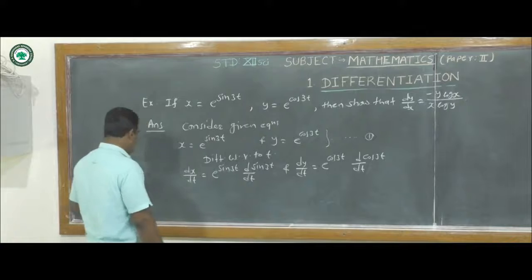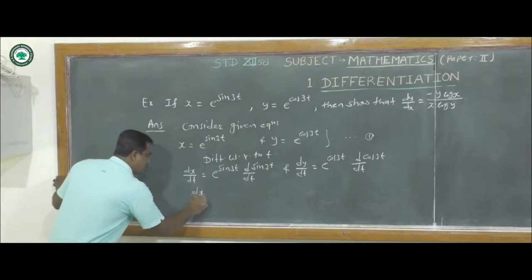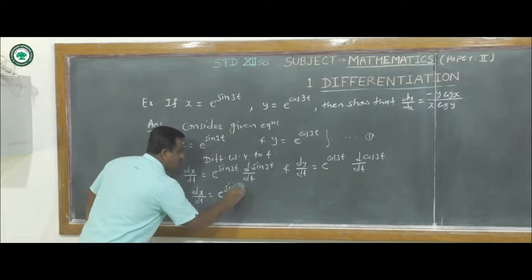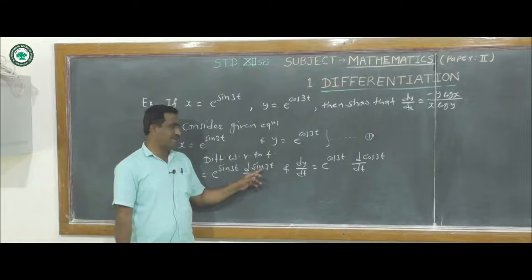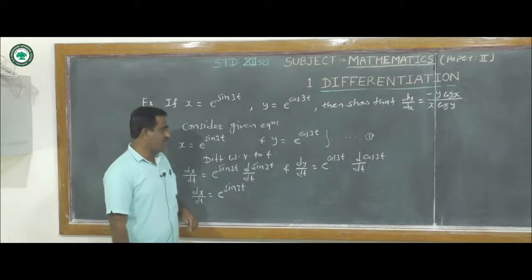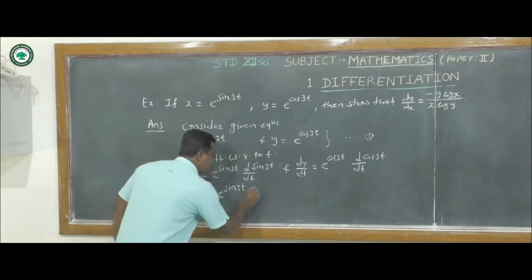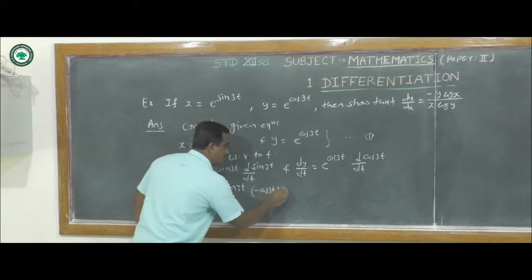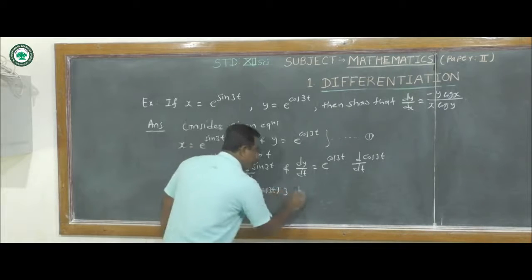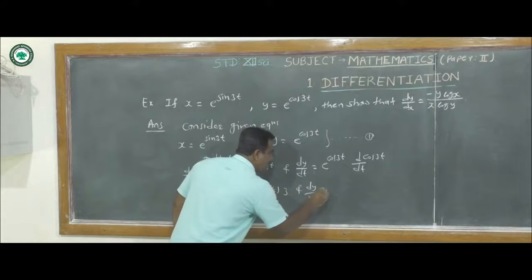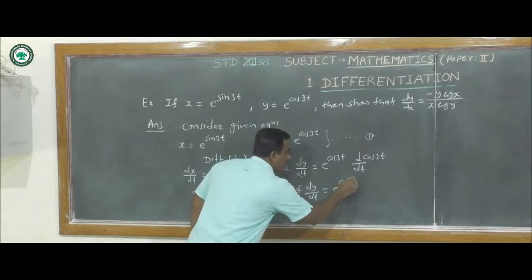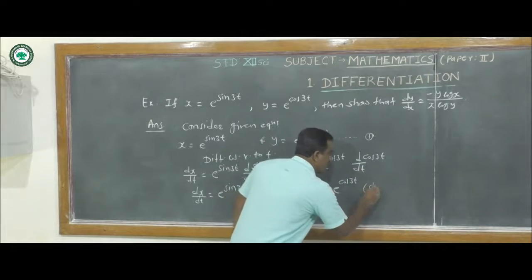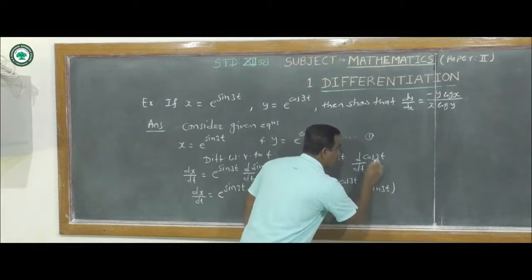Now further, write dx by dt as it is. Dx by dt equal to e raised to sin 3t as it is into the derivative of sin 3t. The derivative of sin 3t is minus cos 3t into the derivative of 3t, which is 3. And dy by dt is equal to e raised to cos 3t into the derivative of cos 3t, which is minus sin 3t, into the derivative of 3t, which is 3.